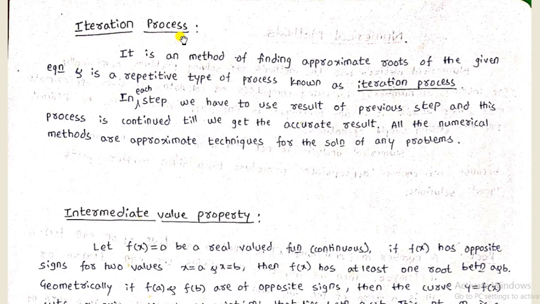Iteration process. Iteration process means it is a method of calculating the approximate root of the given equation, and this procedure is repeated again and again. This repeated process is called the iteration process. In each step we have to use the result of the previous step, and this process is continued till we get an accurate result. And all the numerical methods are approximate techniques for the solution of any problem.